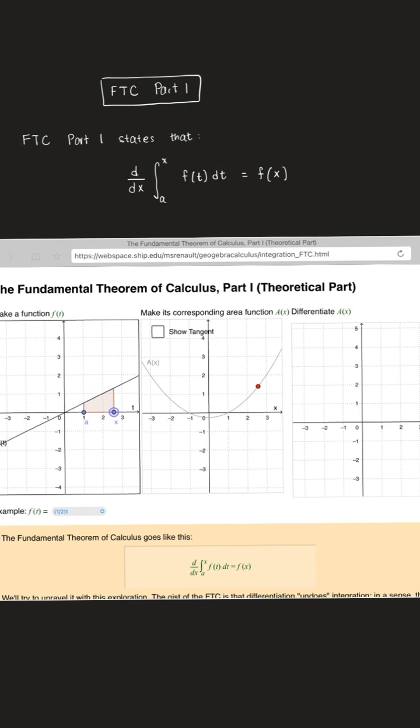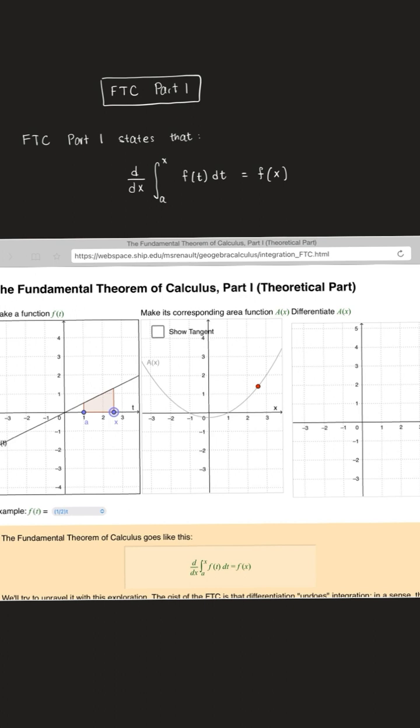Someone, I don't know who, created a really wonderful set of applets on GeoGebra. I really like this one because it's going to go back to the applet we discussed for the area accumulation function. And we're going to try to represent what this theorem is telling us. Notice that on the left, we have a function f of t. The t-axis is given as the horizontal axis, and x is the upper limit of integration.